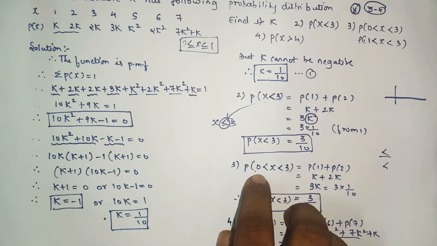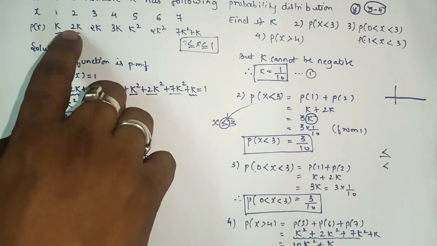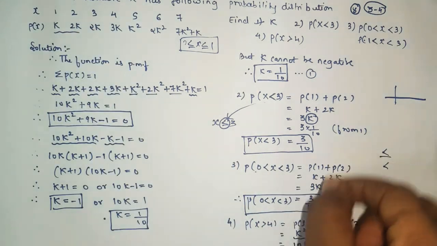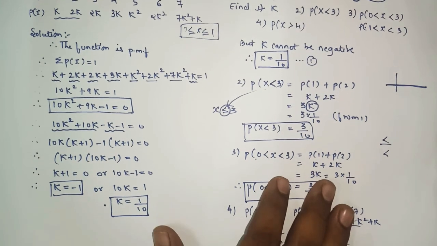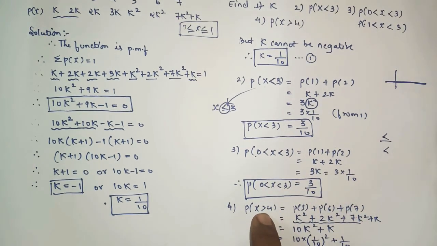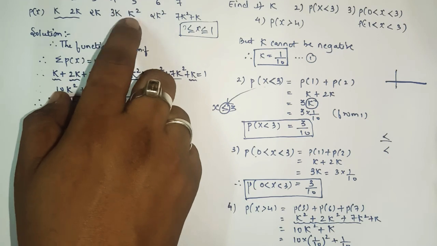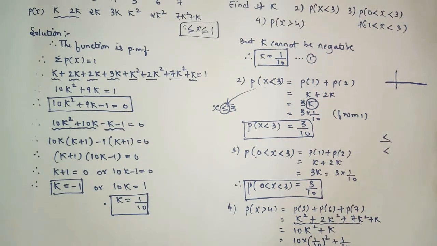So between 0 and 3, clearly we can see that 2 and 3 are there. Substitute the value, you will get the answer. Same for the last one, greater than 4. Greater than 4, here we have 5, 6, 7. So in this way you will present your sum in the board exam.